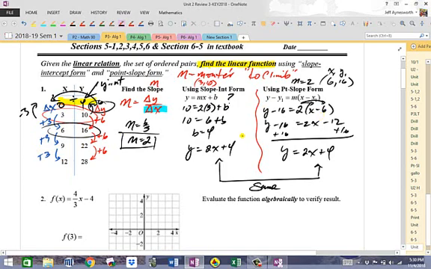So whether you use slope-intercept form or point-slope form, it doesn't matter. Regardless of the two techniques, you have to find the slope first. It doesn't matter which technique you use. And then you check it.